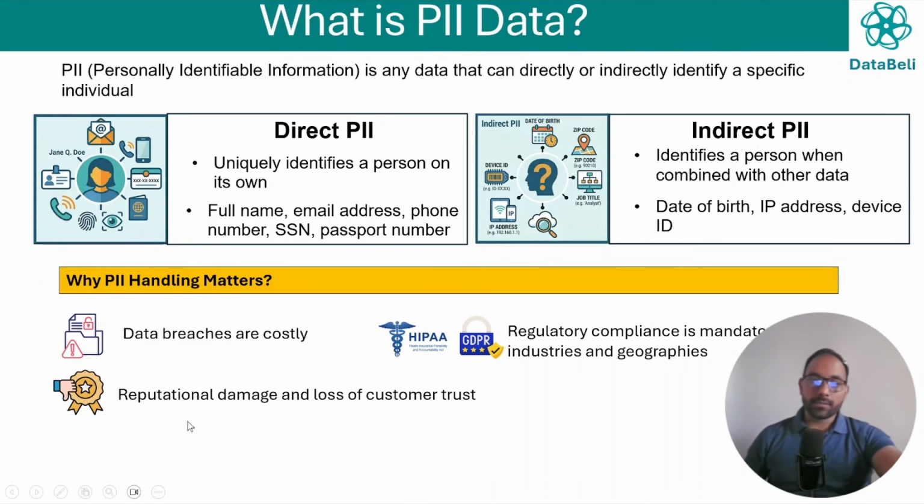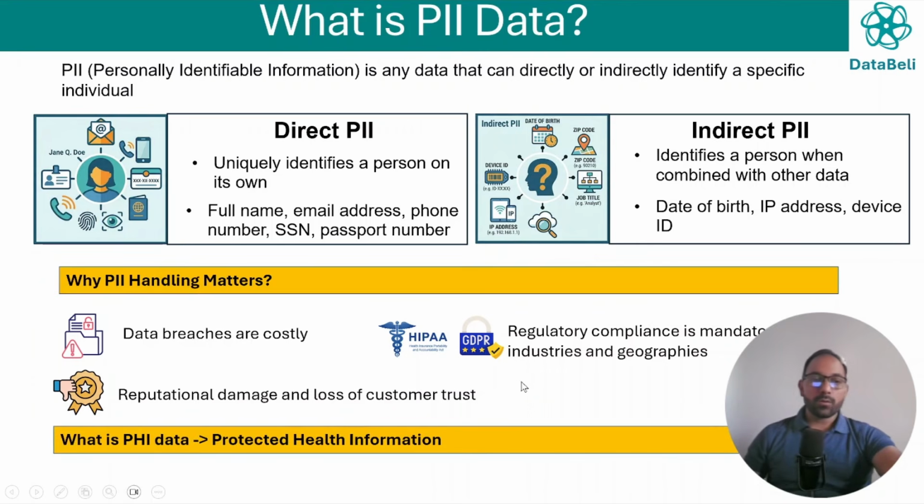And the third reason is reputational damage. If there is any data breach or any personal data is leaked, the reputation of that organization is really hit, and users lose trust in that organization. So that is why it is again important to handle that. And this is an overview of PII data.